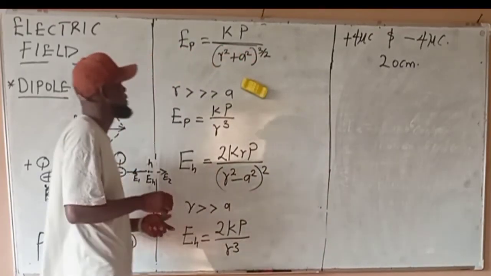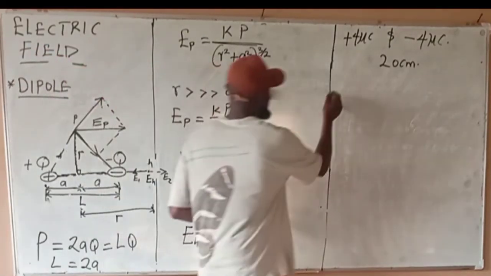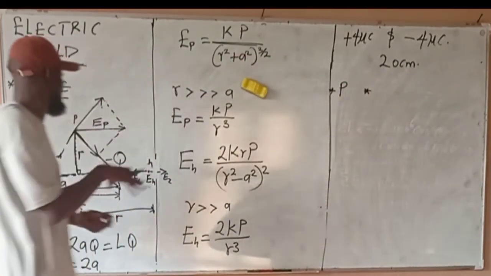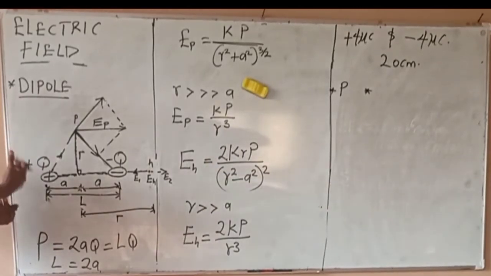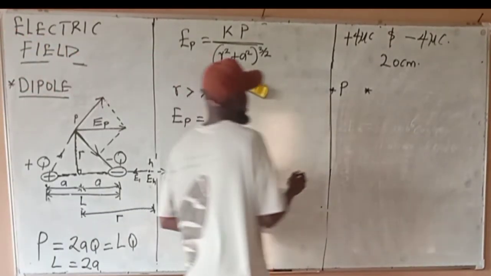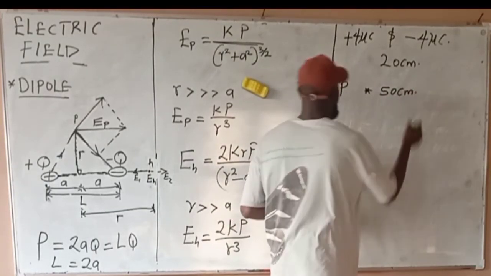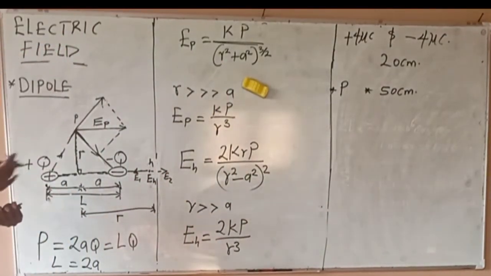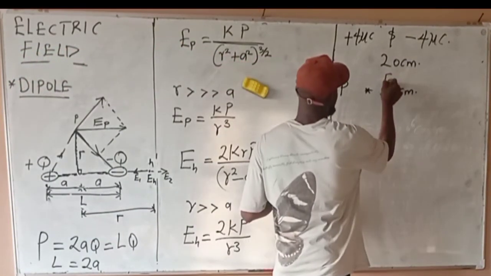Obtain the electric dipole moment of this charge. The first one is: what's the dipole moment of this charge? Then the second question: also obtain the electric field at a perpendicular distance of 50 cm from their midpoint, that is E_P. I'll have that.